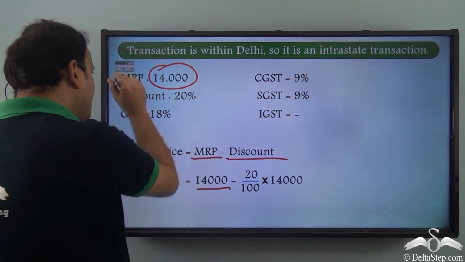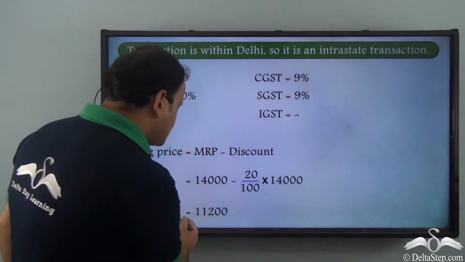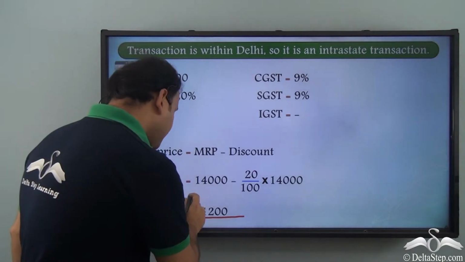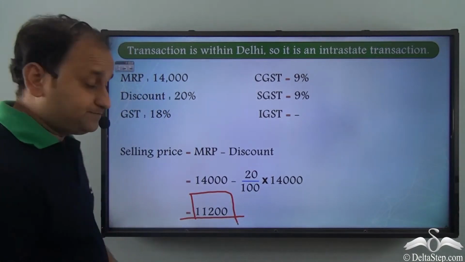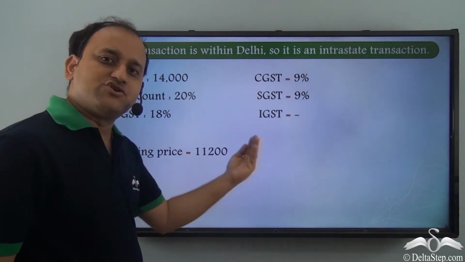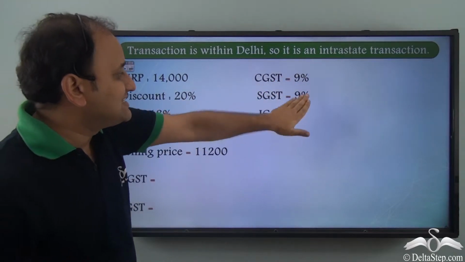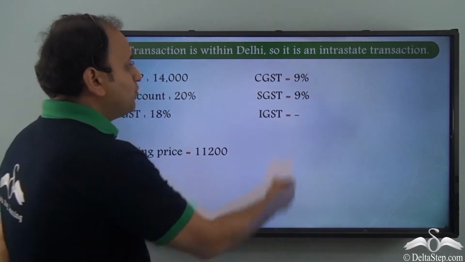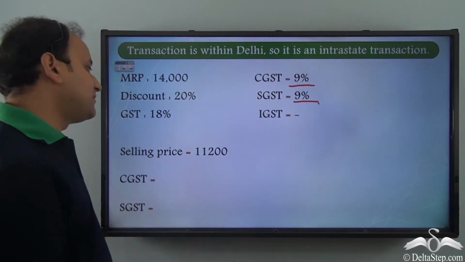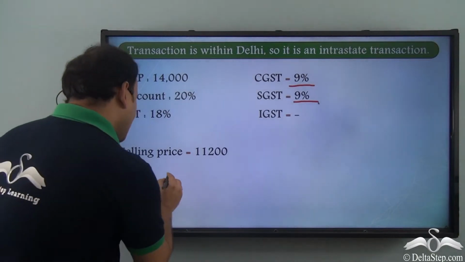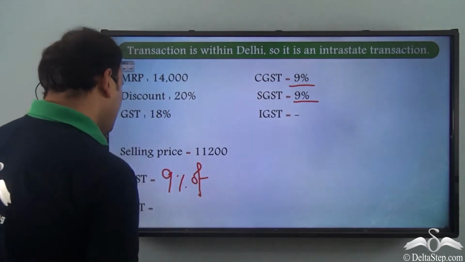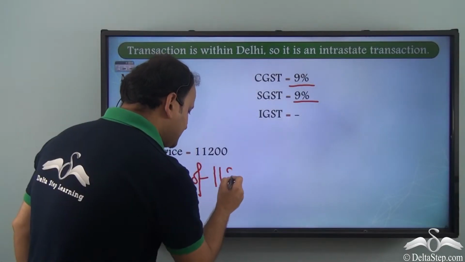So what is the final amount? The final amount will come to 11,200. So this is our selling price or SP. Now once we have the selling price 11,200, we can now calculate CGST and SGST. So both are 9% and 9% of what? 9% of the selling price, that is CGST will be 9% of 11,200, right?